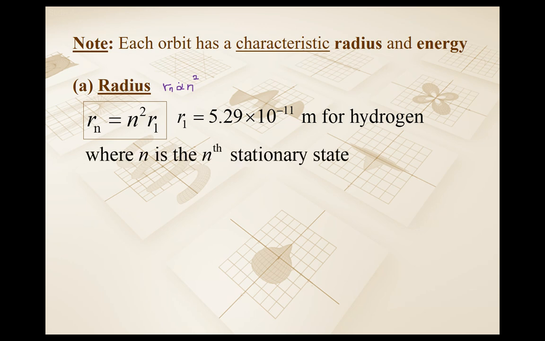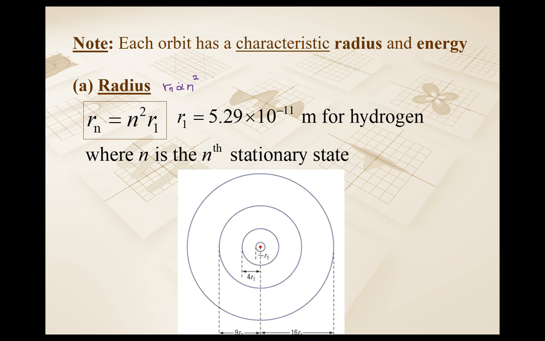N just represents the nth stationary state. So the one good thing about calling them stationary states is the first stationary state is n equals 1. The second stationary state is n equals 2. The third stationary state is n equals 3. Unlike with the Franck-Hertz experiment, where the numbers were offset, where n equals 1 was the ground state, n equals 2 is the first excitation state, n equals 3 was the second excitation state. So by calling them stationary states, at least we can eliminate that problem.